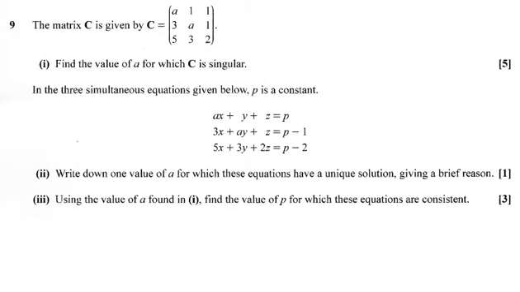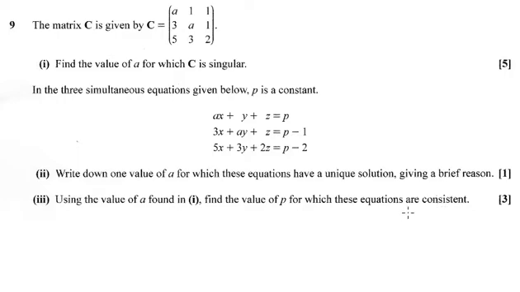And then part 3 says, using the value found in A, find the value P for which these equations are consistent. So when we find that we have a determinant of 0, what that means is that the solutions aren't unique, but that leaves us with two options. The equations will either be inconsistent or consistent, and if they're consistent, there's a set of infinite solutions. If it's inconsistent, then there's obviously no solutions.